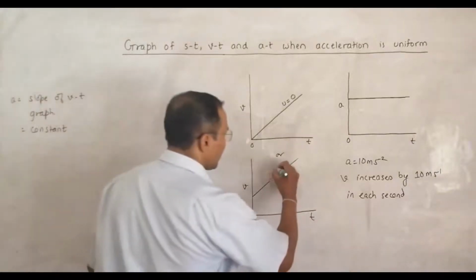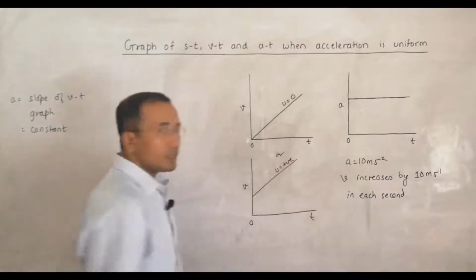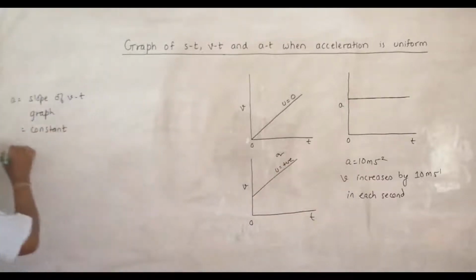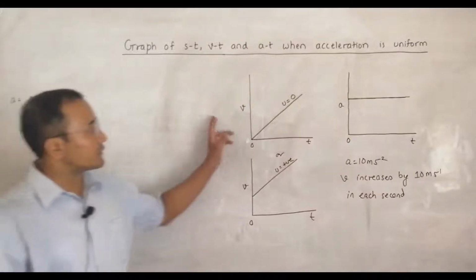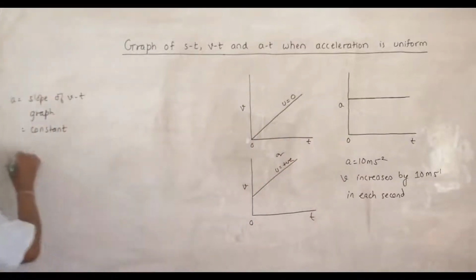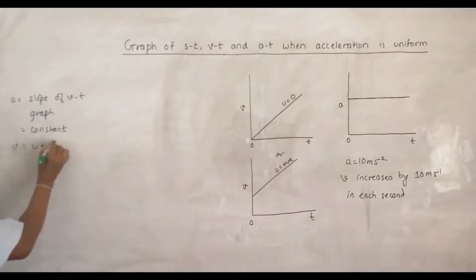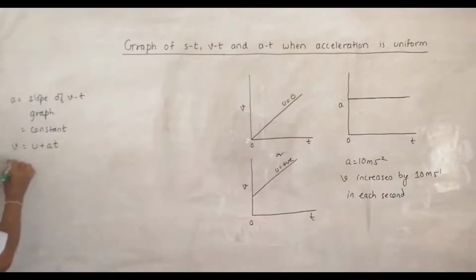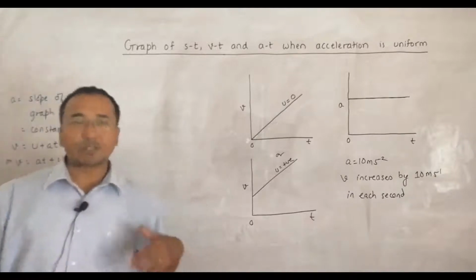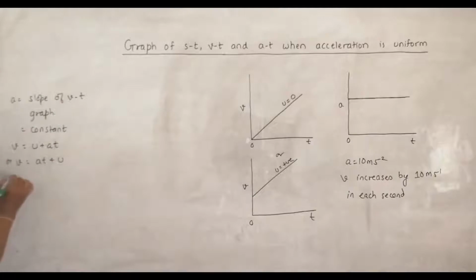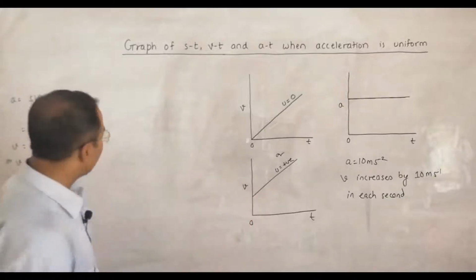So here I have U equal to positive. This can also be known from the equation. Since I have to draw the graph of V and T, let me consider its own equation: V equals U plus AT, which I can write as V equals AT plus U. This equation can be related to y equals mx plus c. So I must have a positive intercept here. That's why the graph should be somewhat like this.